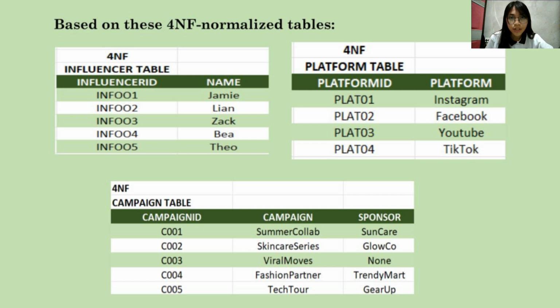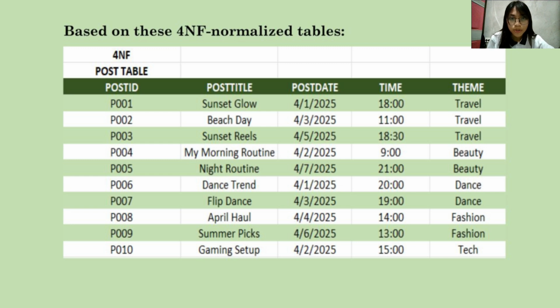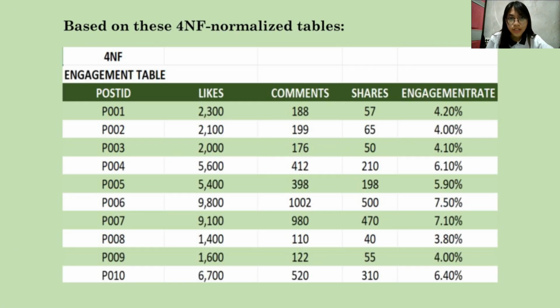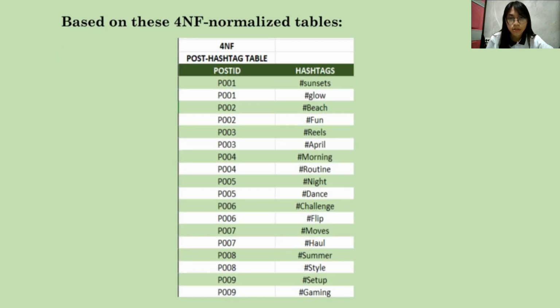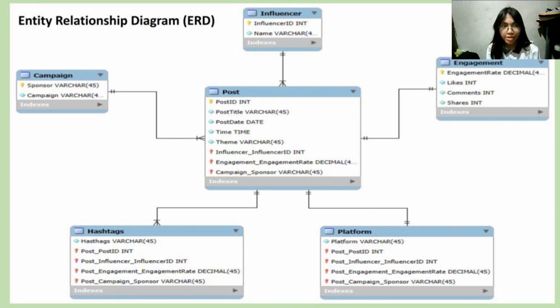Based on these 4NF normalized tables: the influencer table contains influencer ID and name. The platform table contains platform ID and platform. The campaign table contains campaign ID, campaign, and sponsor. The post table contains post ID, post title, post date, time, and theme. The engagement table contains post ID, likes, comments, shares, and engagement rate. And lastly, the post hashtag table, which contains post ID and hashtags. Those tables normalized in 4NF are what makes up the ERD.